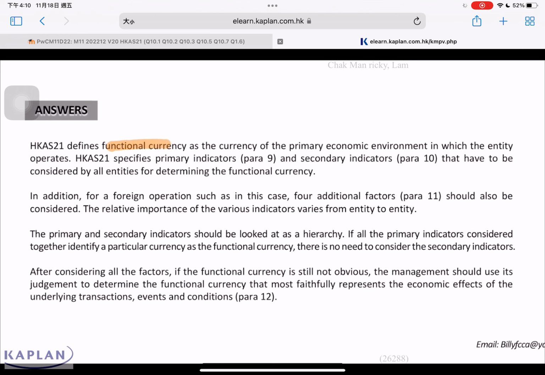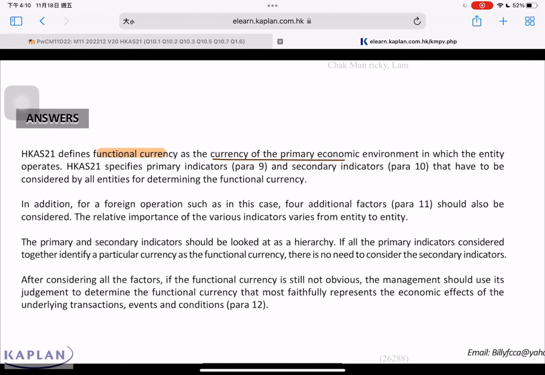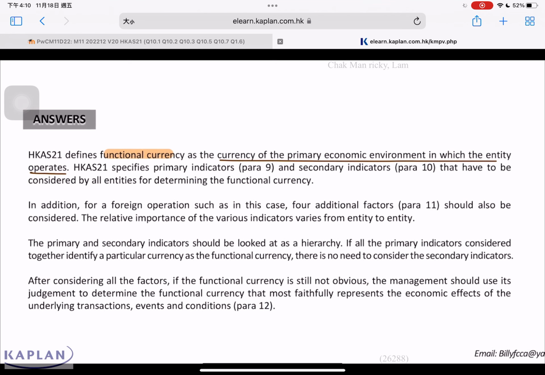Give the definition of functional currency. Functional currency is the currency of the primary economic environment in which the entity operates. It's a currency mainly used for recording transactions and preparing financial statements. If it's a foreign operation, should the foreign operation use the same functional currency as the parent? The factors given under AS 21 are in 2 groups: primary and secondary.